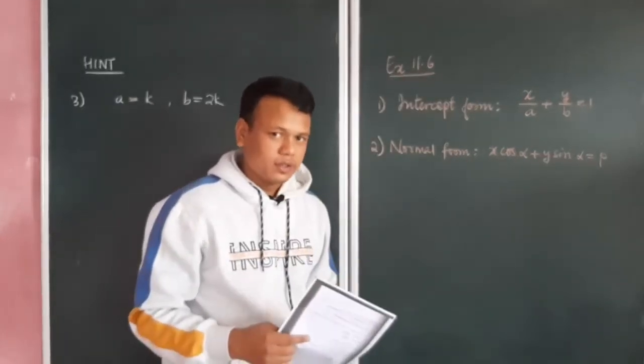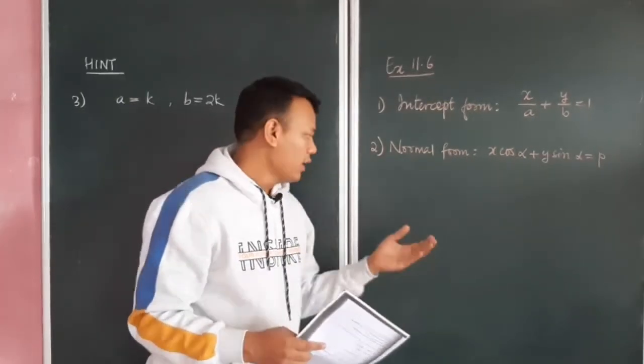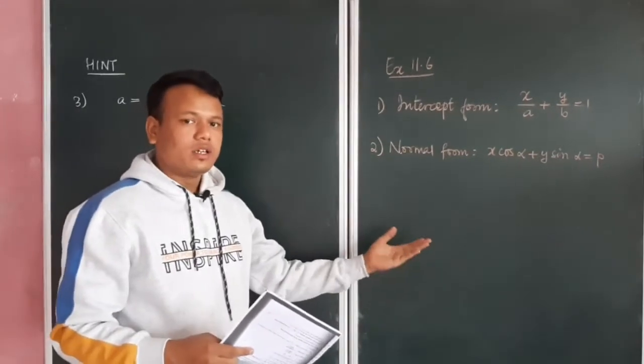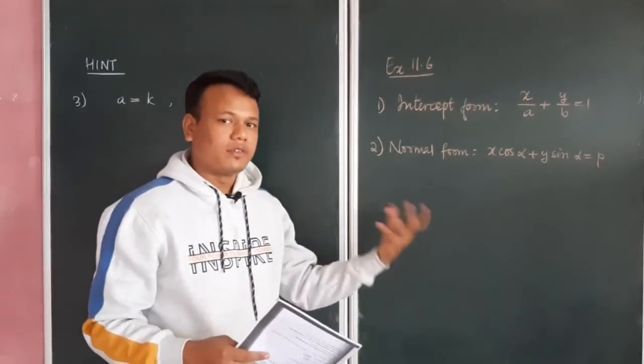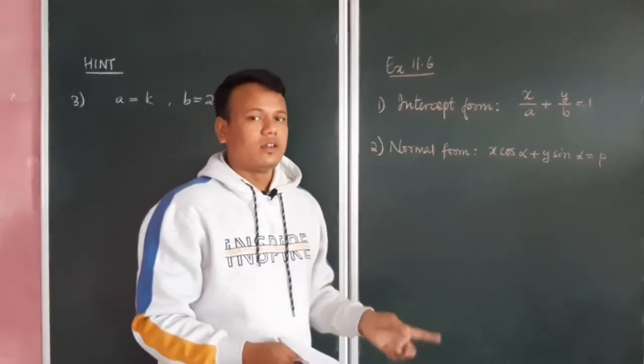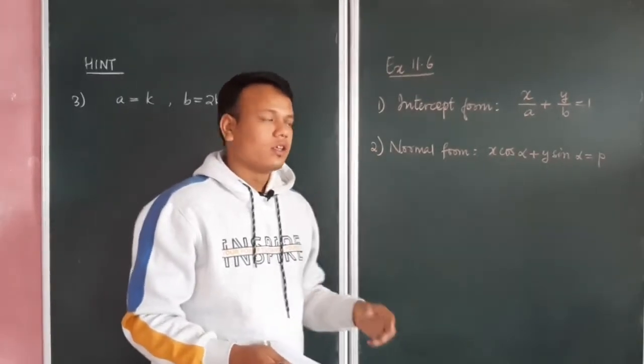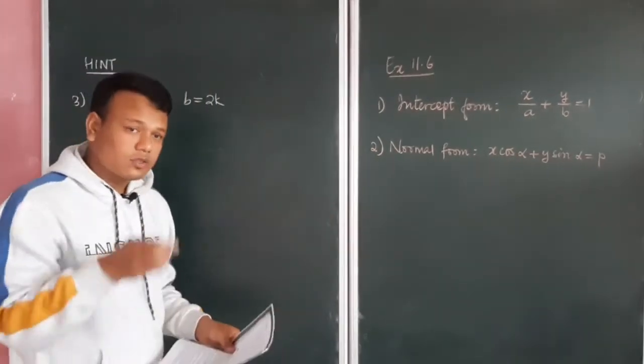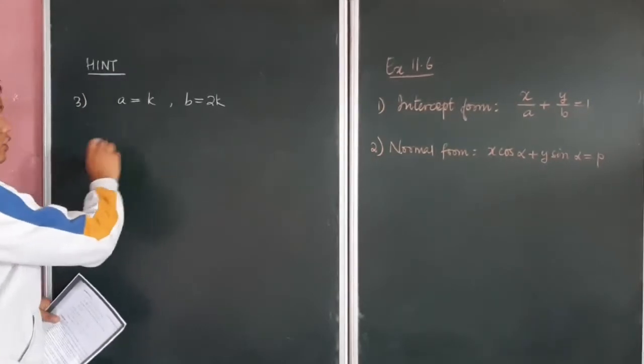Put the value of a and b in the equation, and you will get your equation where k will be present. In order to find the value of k, as I have already shown you in the earlier question, do the same, find the value of k and resubstitute it in equation 1, and you will get your answer. So this is your hint for question number 3.